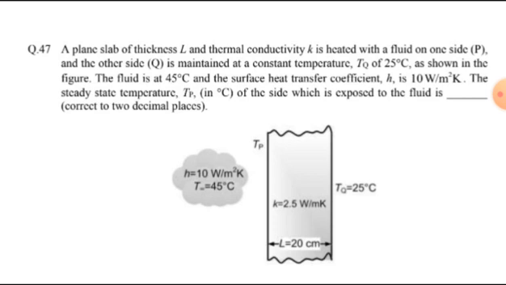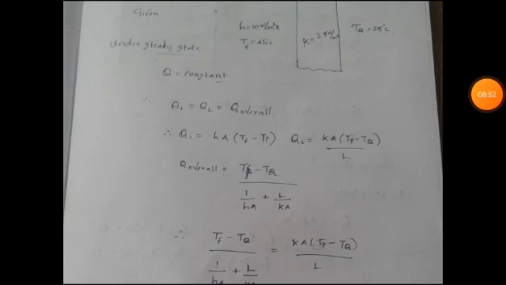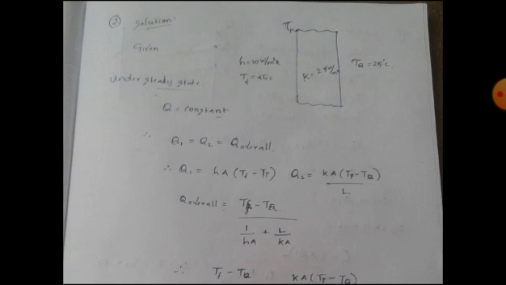Now I will show the answer which I had solved. This is the sheet where I solved this question. The given data we can find from the figure itself. They have given steady state. This is the main keyword. Steady state means at all points the heat transfer rate will be constant. So Q1, through convection, Q2, through conduction, and Q overall, all the heat transfer will be equal.